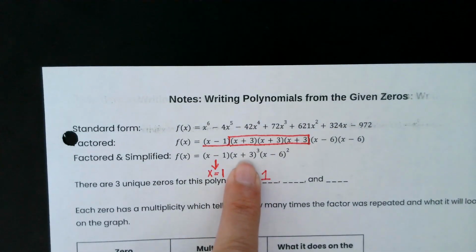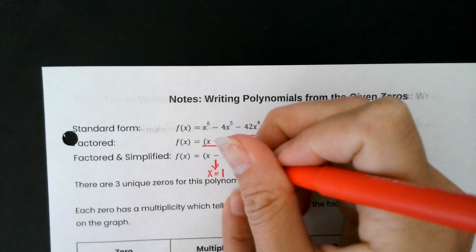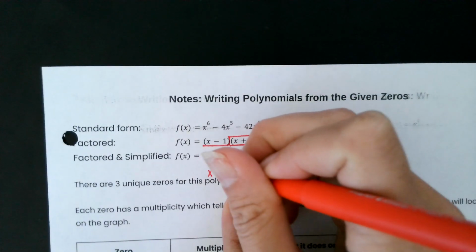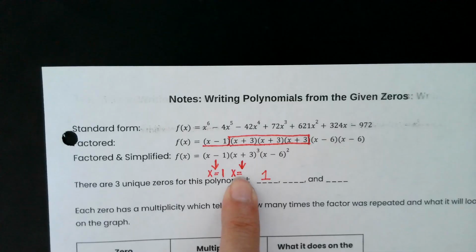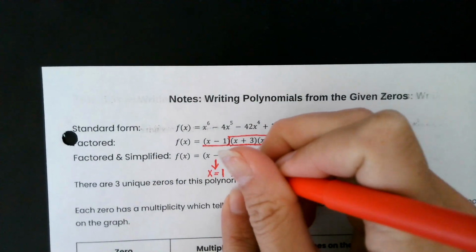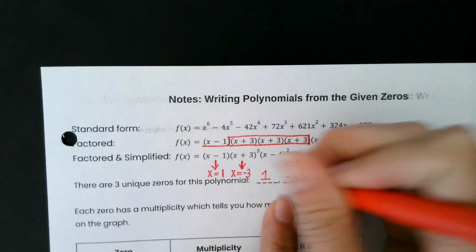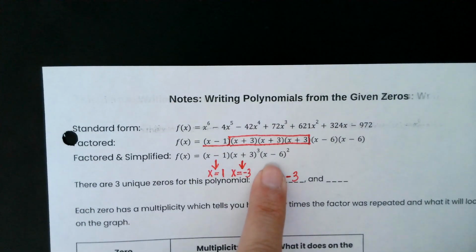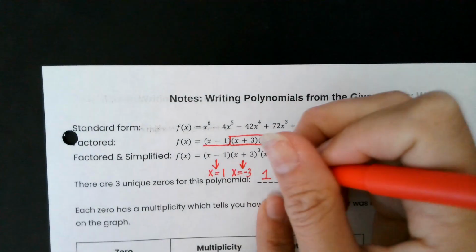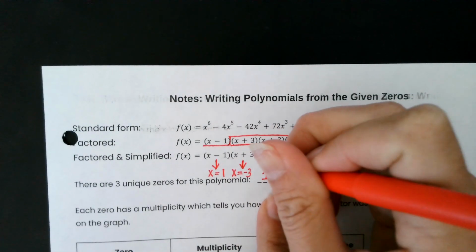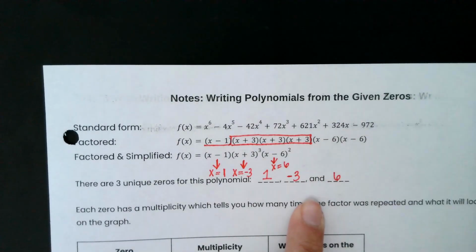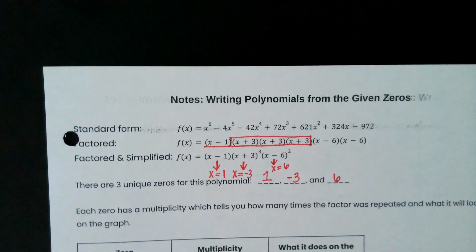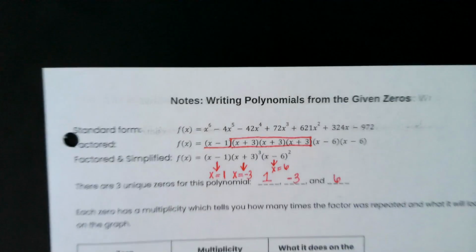From this factor we would have another zero. x plus 3 gives us a zero where x equals negative 3. And from the last factor, x minus 6, we would get a zero at x equals positive 6. So those are actually the 3 unique factors that we have.